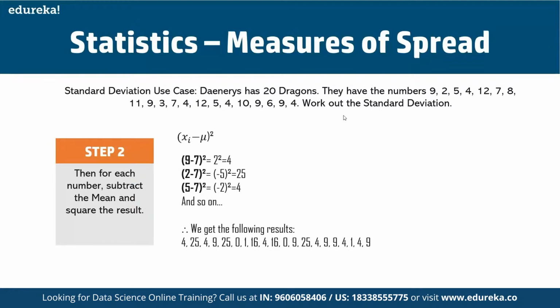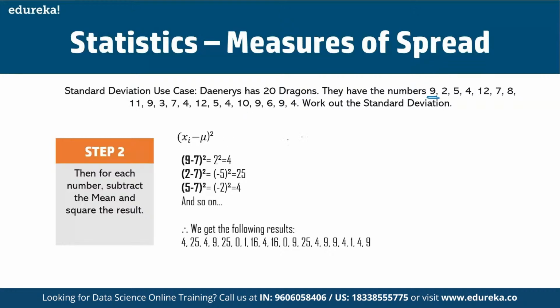All right. So for standard deviation, I need to apply the formula. What formula do we need to apply? Xi. I already know mu is going to be 7, right? So I'm going to do this calculation for each of my data points. So these are my data points here. Mu is 7, right? Xi is 9 and mu is 7.